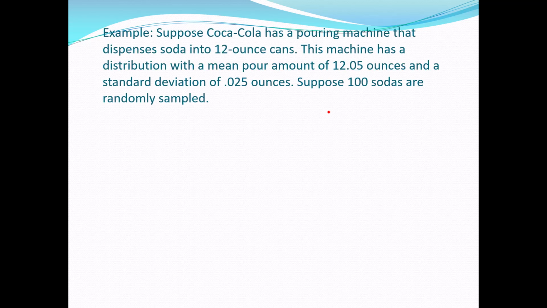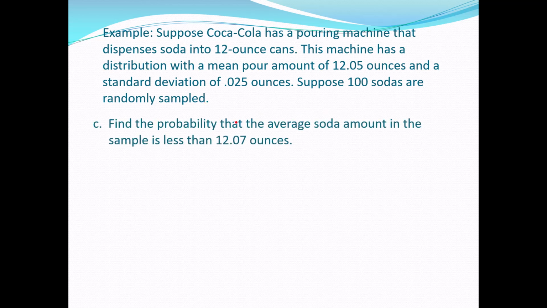There's one thing left. Suppose Coca-Cola has a pouring machine that dispenses soda into 12-ounce cans. Same problem. Machine has a mean of 12.05, standard deviation of 0.025. Suppose 100 sodas are randomly sampled. Same exact type of problem, and it actually looks like a similar problem. Find the probability that the average soda amount in the sample is less than 12.07.